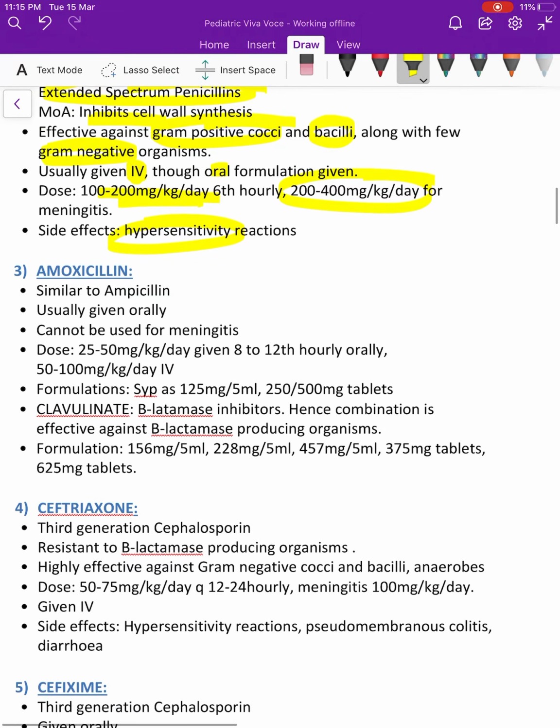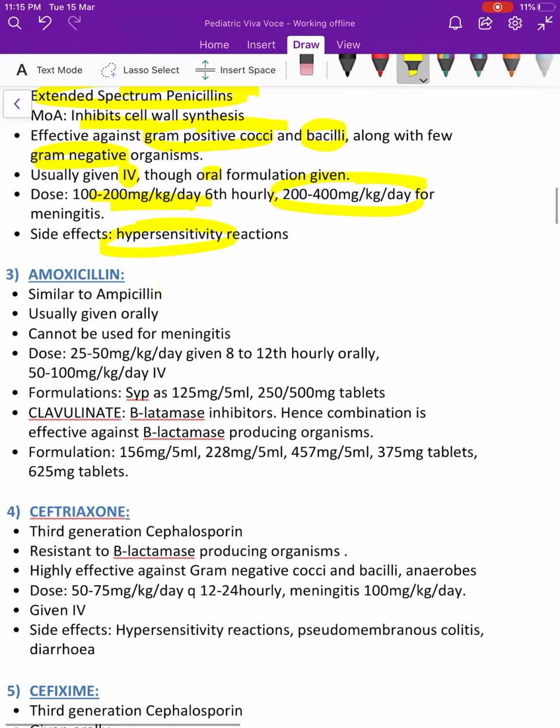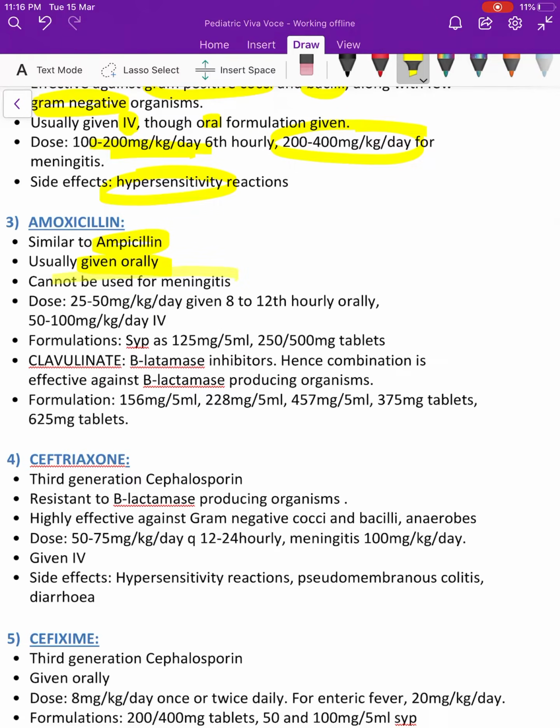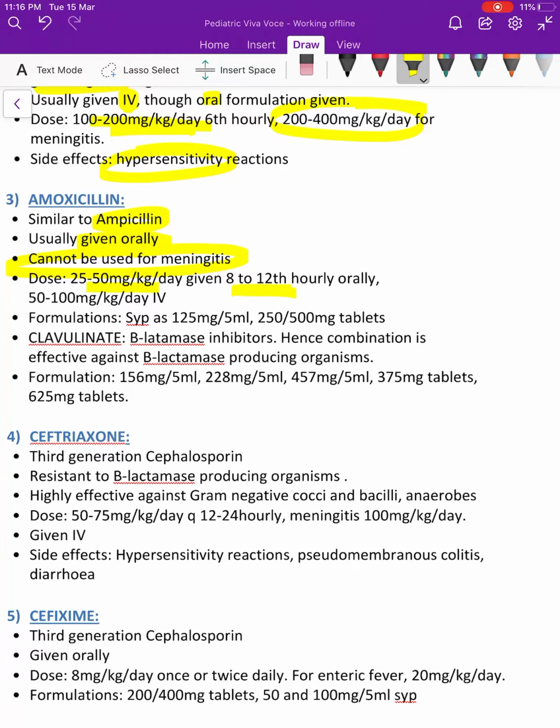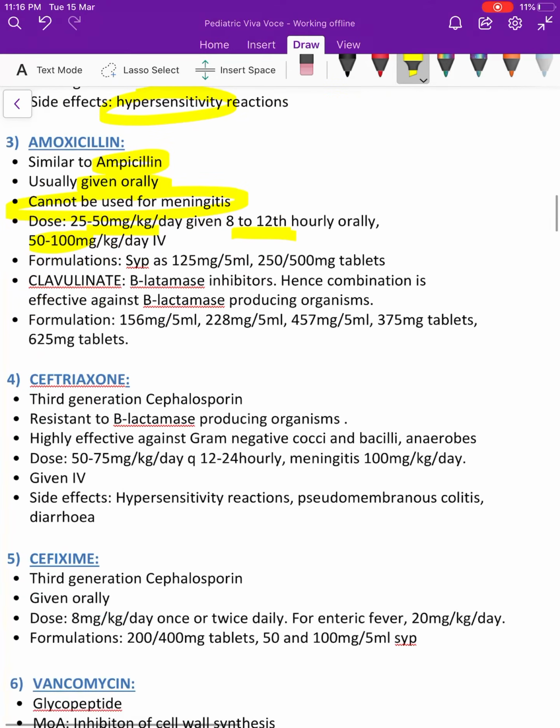Next is amoxicillin. It is similar to ampicillin in mechanism of action, but amoxicillin is given orally. Okay, this one cannot be used for meningitis. Dosage is 25 to 100 mg per kg per day 8 to 12th hourly, either BD or TID. If given IV, though usually it is not given, it is 50 to 100 mg per kg per day IV. How is it available? As 125 mg per 5 ml or as 250 and 500 mg tablets.